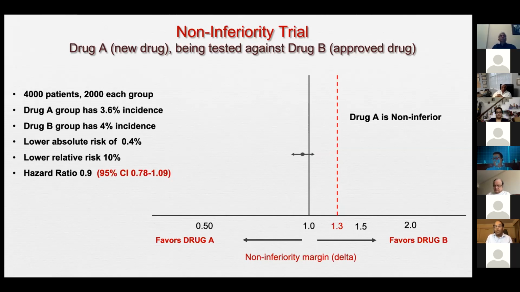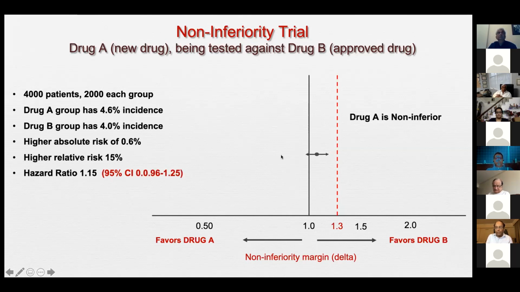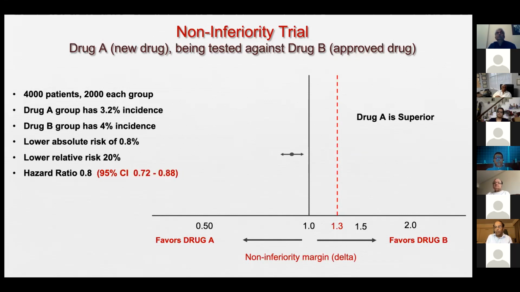It will still be called non-inferior because it is on this side of the line. So it will be called non-inferior. And if it crosses the line completely, as in this example, then drug A becomes superior. So it is inferior if it is on this side of the inferiority line. If it touches it, it is still non-inferior. If it is within this line, then it is called non-inferior. If it touches this line, non-inferior. And if it crosses both the lines completely, then drug A becomes superior.